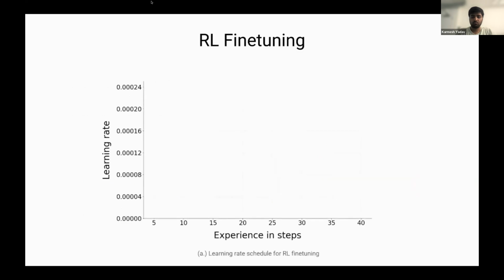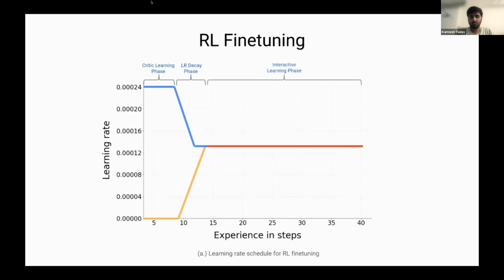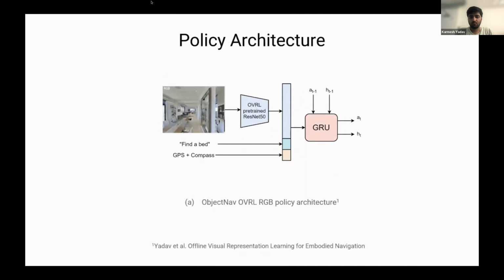To remedy this issue, we propose a learning rate warm-up and decay schedule, where after the critic learning phase, we linearly warm up the LR for the policy and decay the LR for the critic to a fixed value. Once both critic and policy reach a fixed LR, we train the policy till convergence. We use a CNN plus RNN policy architecture for our experiments. Specifically, we show results using the ObjectNav RGB architecture, which uses RGB-only input with a pre-trained visual encoder in addition to GPS plus compass and goal category embedding.